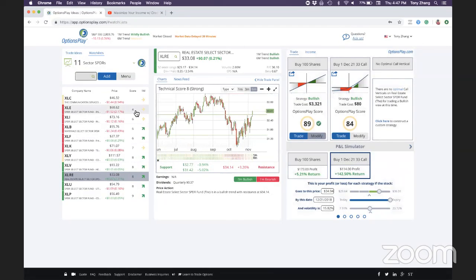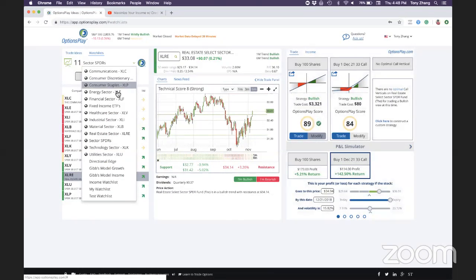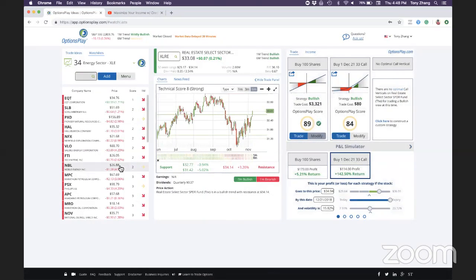So this is how we can visually see the rotation of these sectors, and that helps you gain an understanding as to where and which sectors you want to pay attention to. And once you're within that sector, you can always look at a watch list of all the stocks within a sector. So if you want to say, okay, I'm going to take a look at energy.